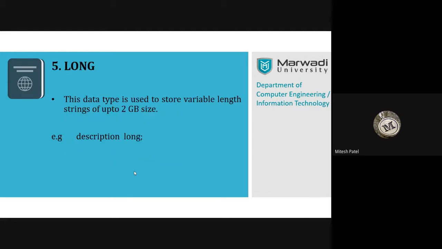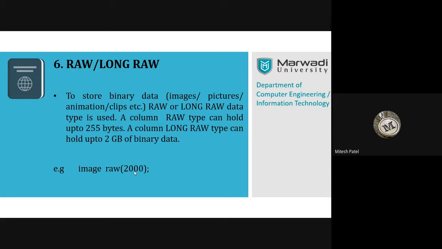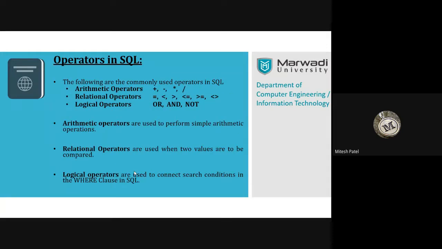Next is the long. We can store variable length strings up to the 2 GB size. Raw and long raw: we can store binary data like images, pictures, animation. So out of all the 6, number, varchar2 and date, these 3 are the most commonly used data types.